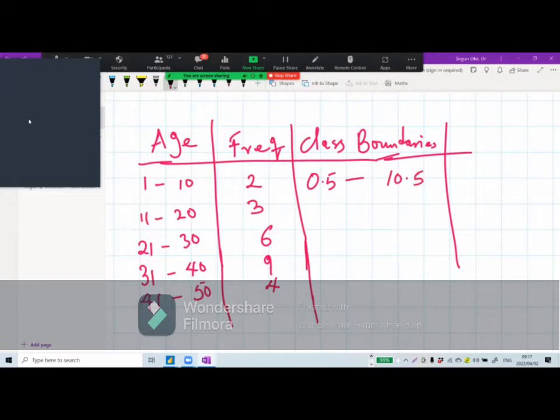The second one will be 10.5 to 20.5. The next one will be 20.5 to 30.5. The next one will be 30.5 to 40.5.